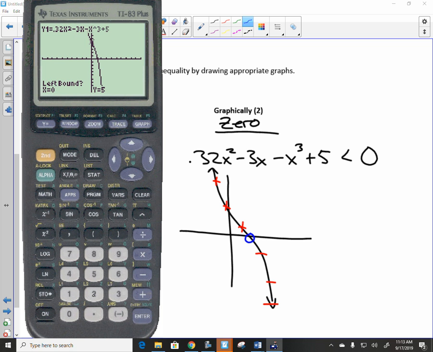Number 2, 0. I go to the 0, and it says move to the left. So I move to the left. It says move to the right. So I move to the right. I press enter on guess, and it finds 1.22. Does anybody know what my solution is then going to be?